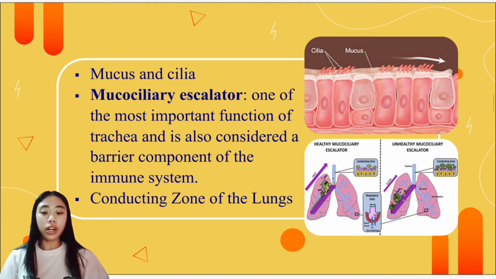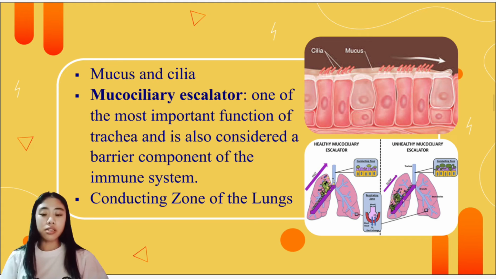The mucociliary escalator is one of the most important functions of the trachea and is also considered a barrier component of the immune system due to its role in preventing pathogens from entering the lungs. The epithelium and the mucociliary ladder can be damaged by smoking tobacco and alcohol consumption, which can make pneumonia from bacteria in the upper respiratory tract more likely to occur due to the loss of barrier function.